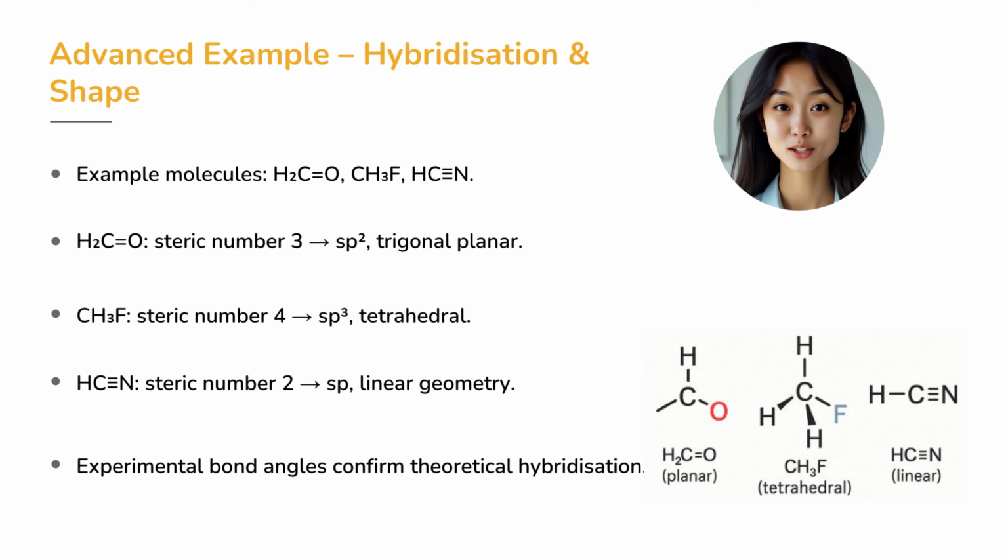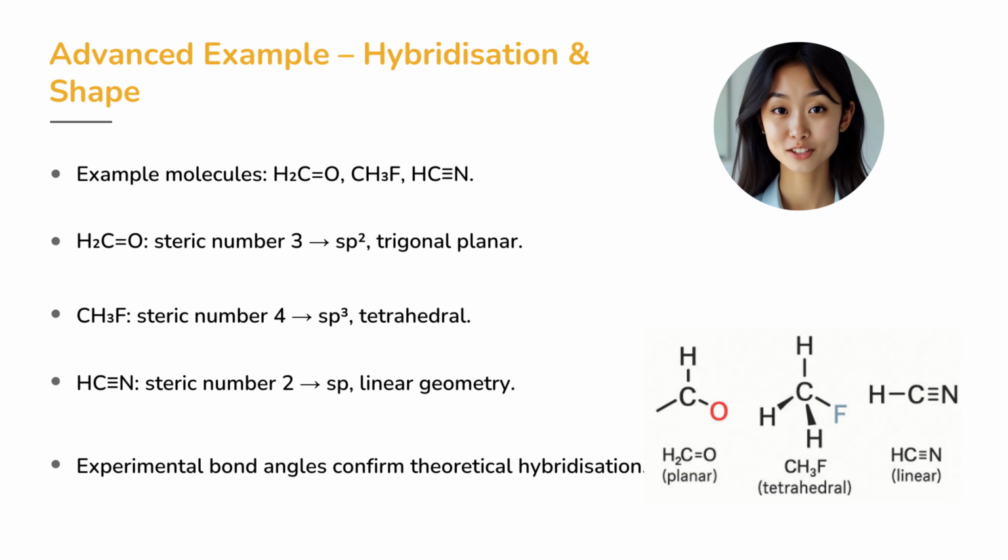Now, let's test the shortcut for hybridization with 3 molecules. First, formaldehyde, written as H2C=O. Here, carbon forms 3 sigma bonds and no lone pairs, giving a steric number of 3. That means sp2 hybridization and a trigonal planar shape. Second, methyl fluoride, written as CH3F, carbon forms 4 sigma bonds, steric number 4, which means sp3 hybridization, tetrahedral geometry.